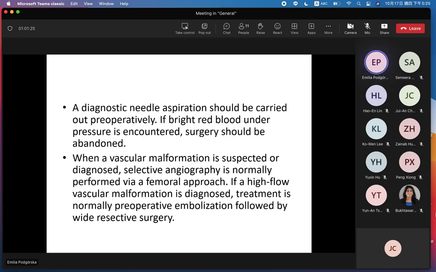A diagnostic needle aspiration should be carried out preoperatively. If bright red blood under pressure is encountered, surgery should be abandoned. When a vascular malformation is suspected or diagnosed, selective angiography is normally performed via femoral approach. If a high-flow vascular malformation is diagnosed, treatment is normally preoperative embolization followed by wide resective surgery.